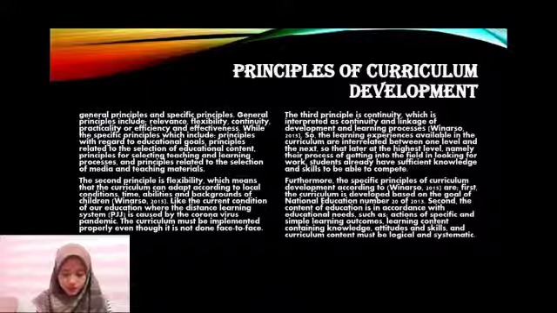Furthermore, the specific principles of curriculum development, according to Winarso 2015, are: first, the curriculum is developed based on the goal of National Education Number 20 of 2013. Second, the content of education is in accordance with educational needs, with specific learning outcomes, learning content containing knowledge, attitudes, and skills, and curriculum content must be logical and systematic.